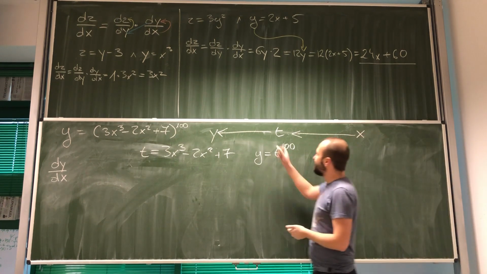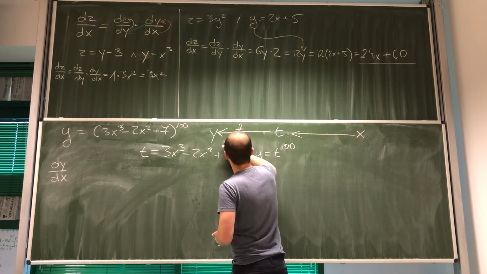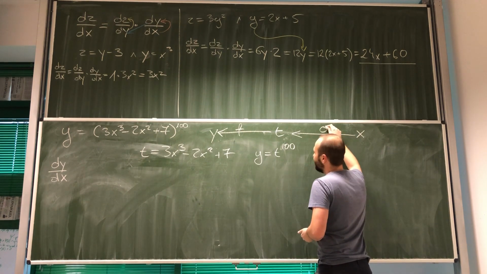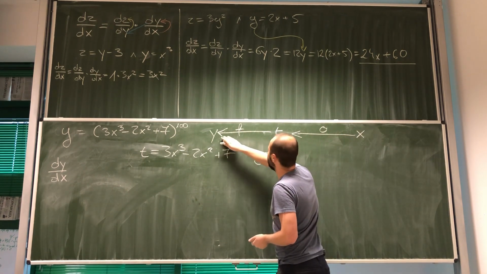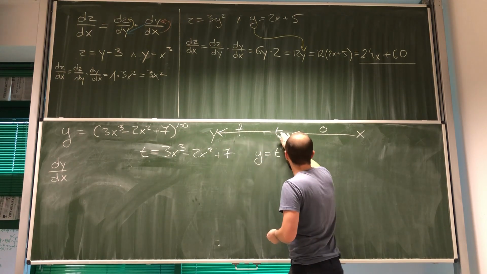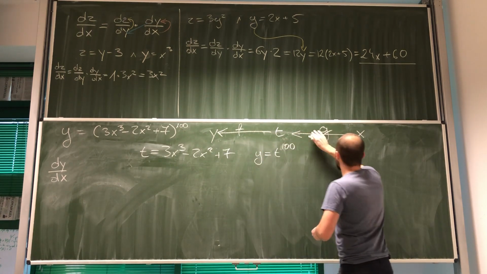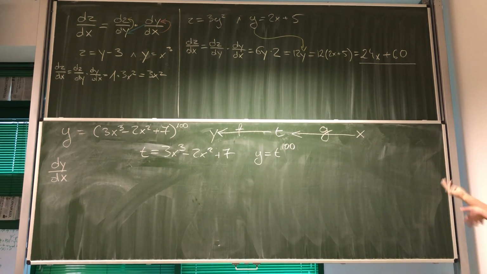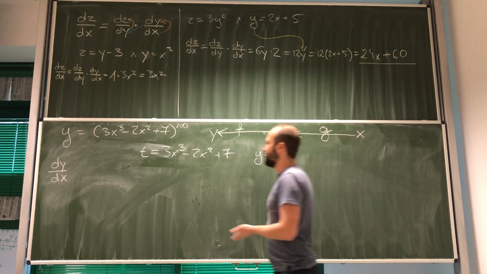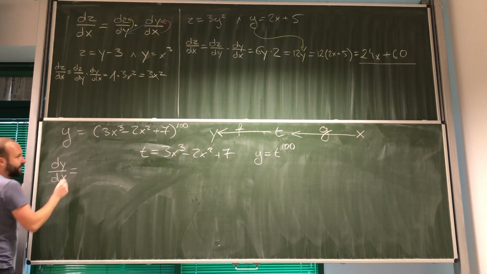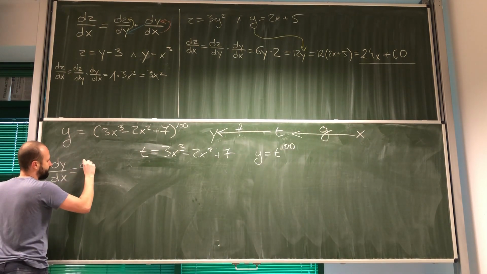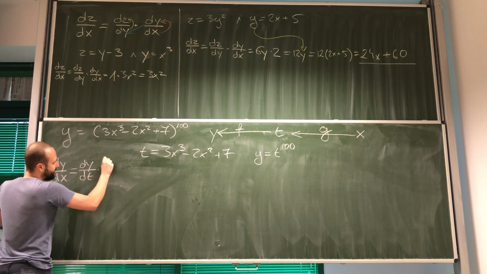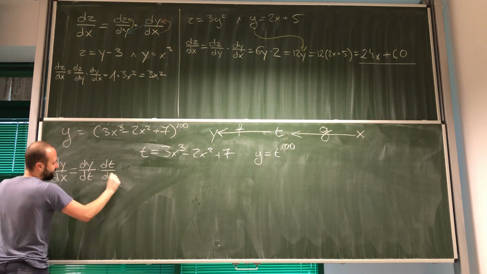So again, you can think about it as y is a function f of t, and t is some function g of x. So how can I calculate the derivative right now? Look, from the chain rule, we're going to get that dy/dx is equal to dy/dt times dt/dx.